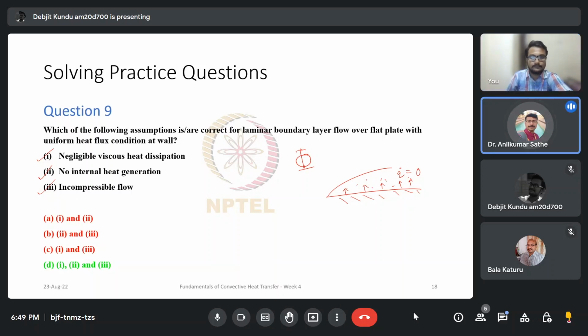Sir, can you discuss number one again? Actually, I'm not getting it. Number one, the viscous heat dissipation term. This capital phi, which shows up in the energy equation. So how do we write the energy equation?